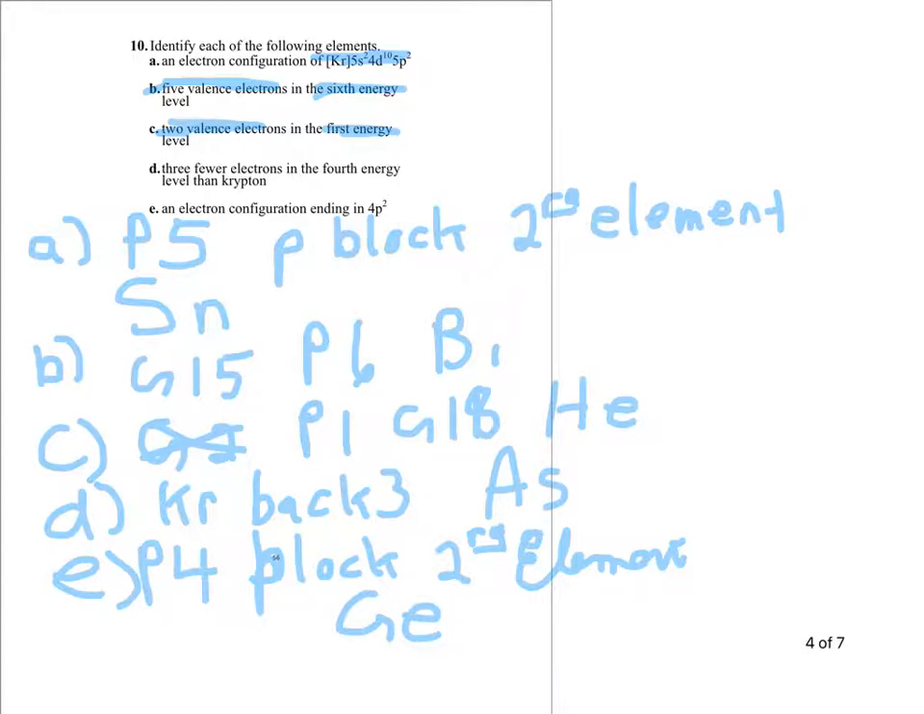Next question. Number 11. You're going to be writing the period, the group, and the block for each of these elements. So A, you should look at that and recognize it's in the 2nd period. That's the 2s2, 2nd period.